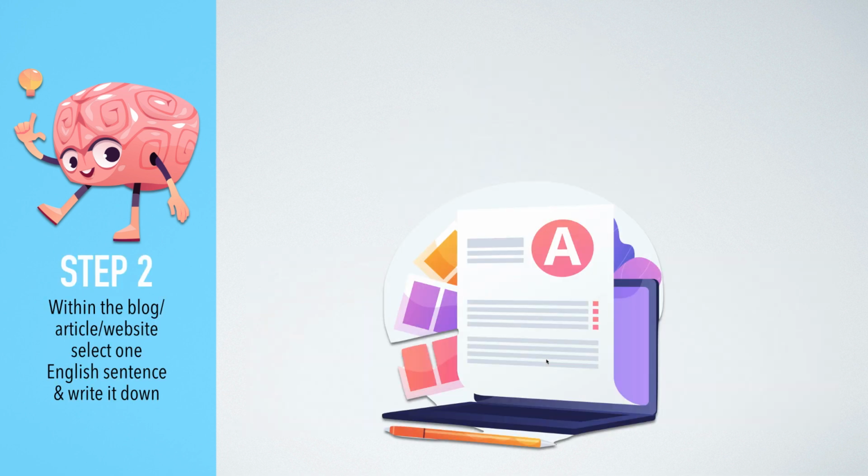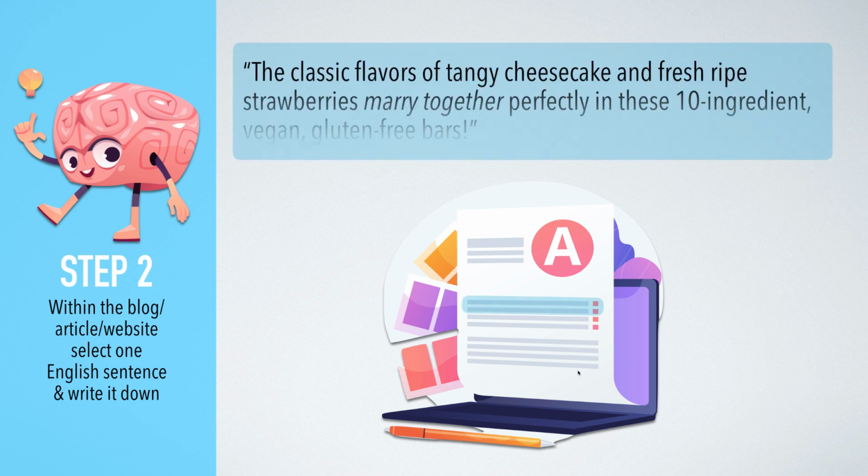Now, step 2, within the blog, article, or website, select one English sentence. So I selected one English sentence and wrote it down. The classic flavors of tangy cheesecake and fresh, ripe strawberries marry together perfectly in these 10-ingredient vegan, gluten-free bars. Now that's an advanced English sentence. Again, the important part of this technique is selecting an actual, a real English sentence.